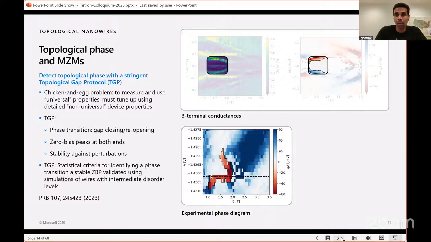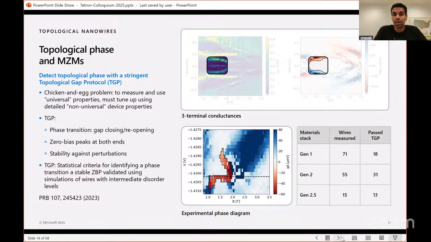So we've been able to obtain and measure extremely clean devices that have topological phases that are, I would say, moderately robust. And as we've made our devices better, we've had a higher ratio of devices passing this protocol. Our Gen 1 materials, we measured around 71 wires, 18 of them passed the topological gap protocol.